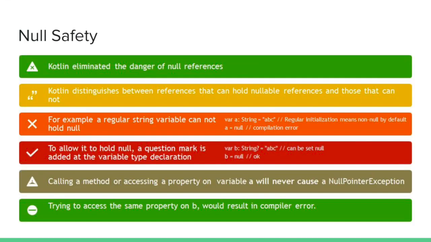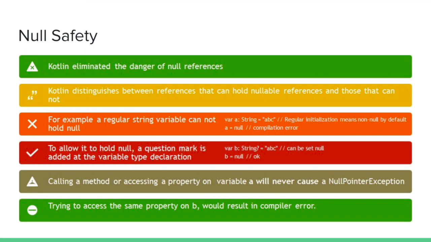So now I'll talk about null safety. The danger of null references, what is commonly known as the billion-dollar mistake, is something that Kotlin aimed to eliminate from the code. The problem with many programming languages, including Java, is that accessing a member of a null reference will result in a null reference exception. So what Kotlin does is it distinguishes between references that can hold null and those that cannot. For example, a regular string variable cannot hold null, as you can see in the example below.